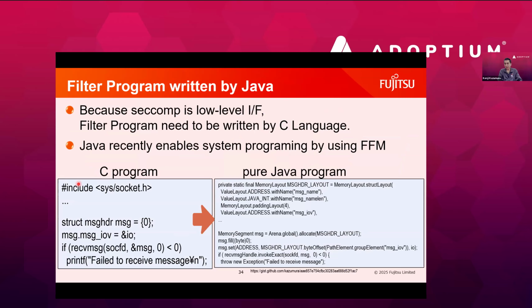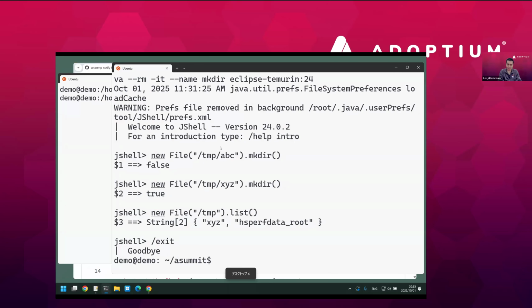Okay. So I'm sorry, but today I'm not going to talk about how to create a filter program. Traditionally, you are required to use the C programming language for creating the filter program because seccomp provides only a low-level interface. But thanks to the new Foreign Function and Memory API, FFM, in modern Java, we can now write this kind of system-level code in pure Java. So let's move on to seccomp notify.